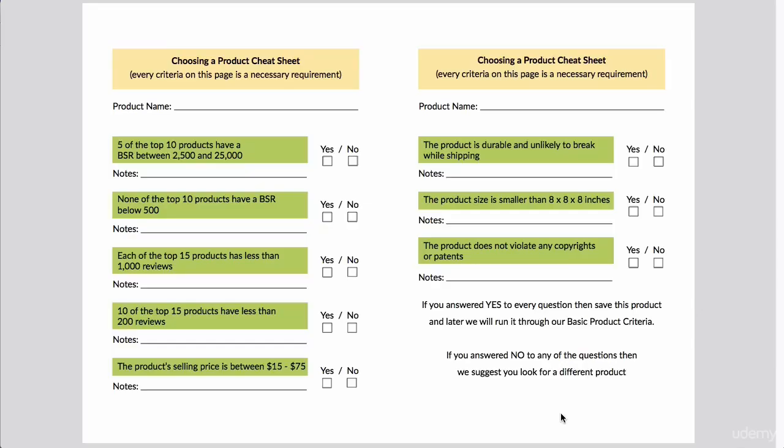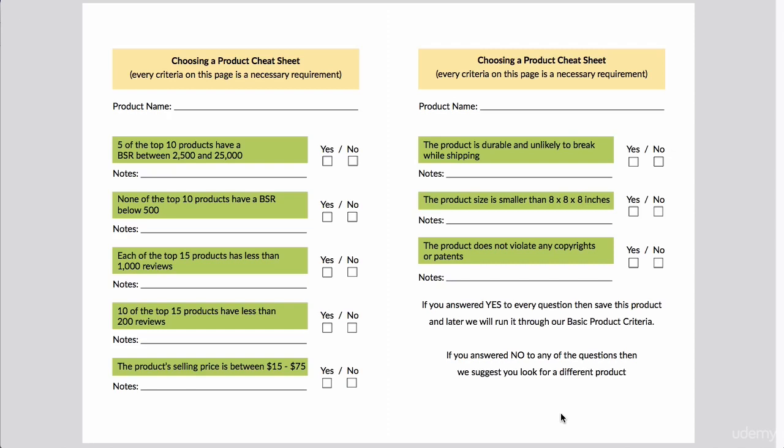In this video, you will learn how to use the Choosing a Product cheat sheet. You can download this cheat sheet as an attachment to this video, or you can find it in your resource packet. I am very excited to show this resource to you. It is something that Eric and I have spent a ton of time creating, and it's going to save you so much time when you go searching for a profitable product idea.